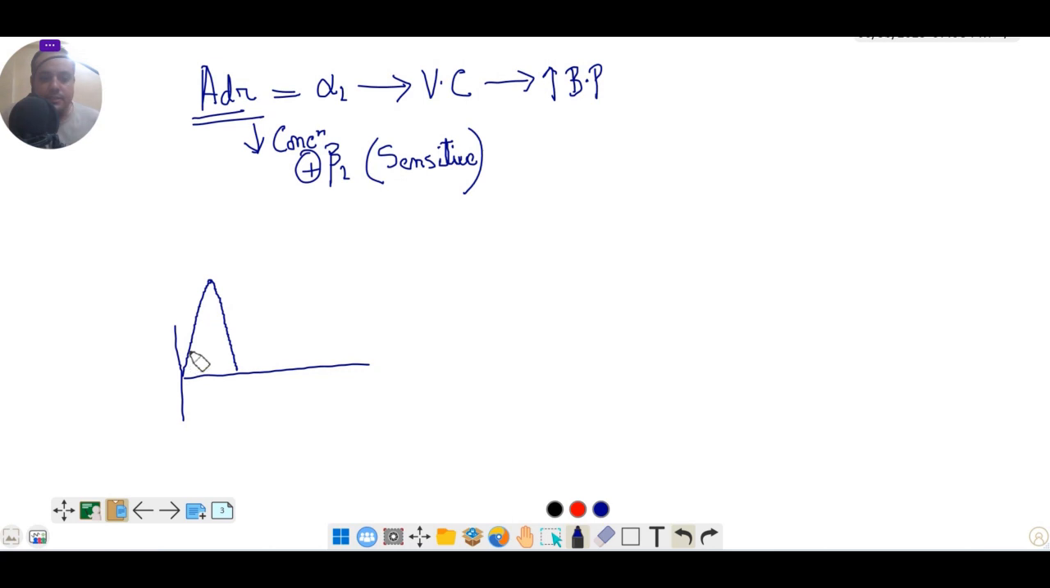So as long as the action of alpha was there, we saw first the increase in BP, and then as the concentration of adrenaline started coming down, the BP also started to return back to the baseline. But after some time, it is going to stimulate the beta 2. So once beta 2 is stimulated, it is going to cause vasodilation, and because of vasodilation, there will be decrease in the blood pressure.